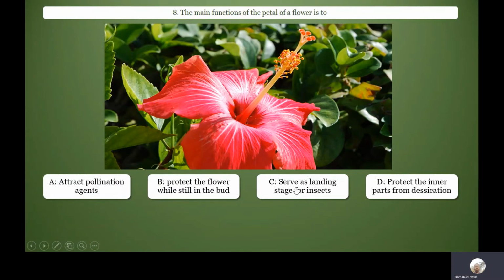The main function of the petal of a flower is to attract pollinating agents. Correct option here is A. You can see for insect pollinated flowers, when you look at the petals, it's very colorful. The petals are also scented. All this is to attract insects for pollination. They are colorful, they are scented, they have nectar. It is for attraction of pollinating agents. So the correct option here is A.